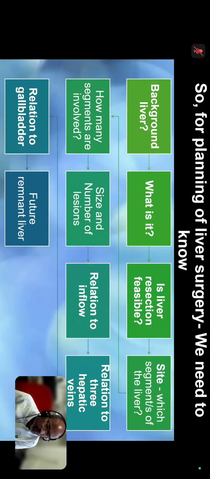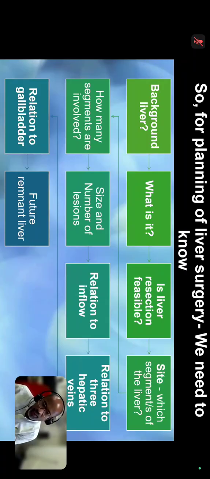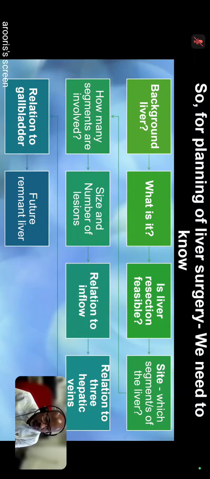What is the background liver? If there is a tumor, what is it? Where is it? How many are there? Is liver resection feasible? Which segments do you want to take out? How many segments can you leave behind? Do you need to do a major resection or a minor resection? What is the relationship to the inflow and outflow? Relationship to the 3 hepatic veins?